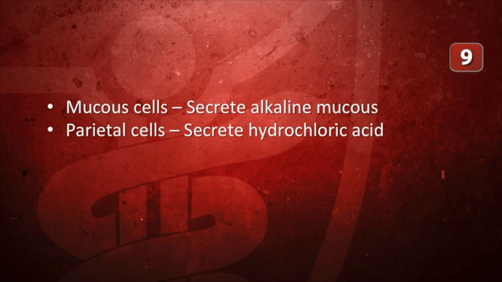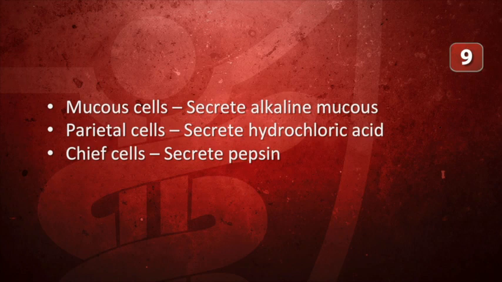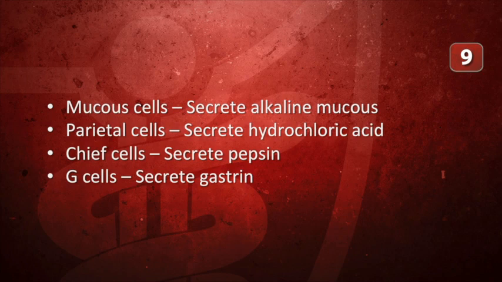Parietal cells that secrete hydrochloric acid. Chief cells that secrete the proteolytic enzyme pepsin. And G cells that secrete the hormone gastrin, which stimulates contraction of the gastric muscles and secretion of hydrochloric acid and pepsin by the other mucosal cells.